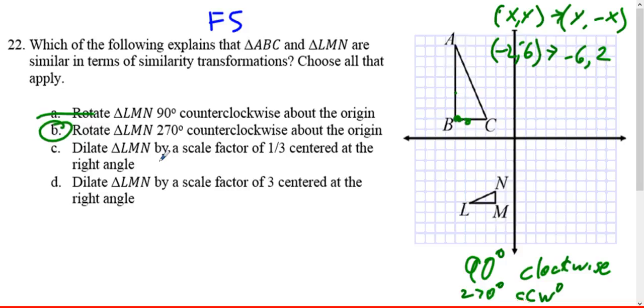Now, to get it to map onto ABC, it needs to get larger. So we're going to dilate it with a scale factor of 3. Centered at the right angle, that would be perfect. Since it's getting larger, we need a scale factor of 3, not a scale factor of 1/3, because that would make it even smaller.